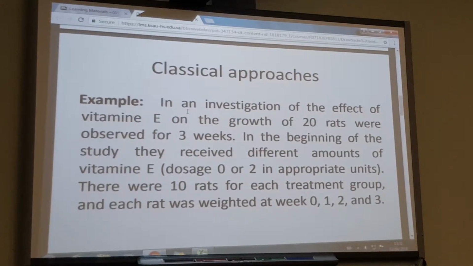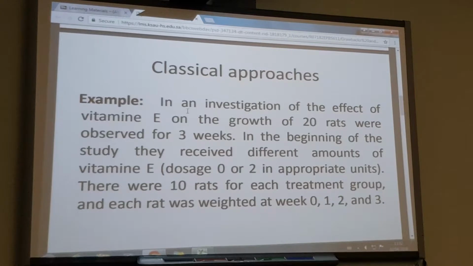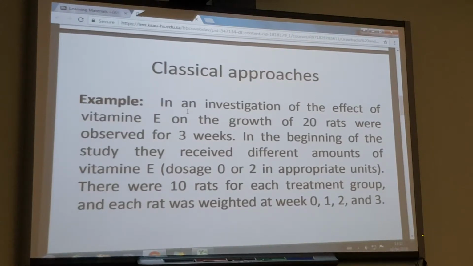So what we are looking at here, what is our outcome? Growth. Thank you. Looking at the weight of these rats that they gain during this period of time by giving these vitamins, two levels of vitamins, right? And as you can see, over time, they measured at week 0, week 1, week 2, week 3. So how many time points? You have 4 time points.